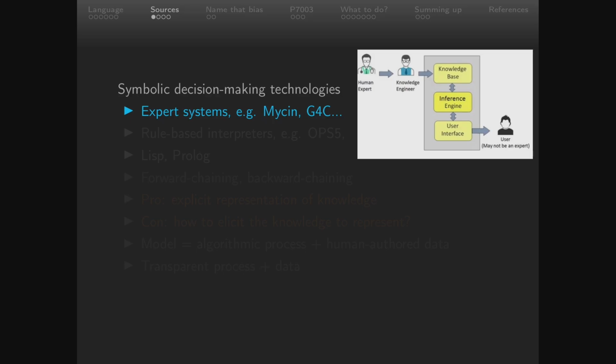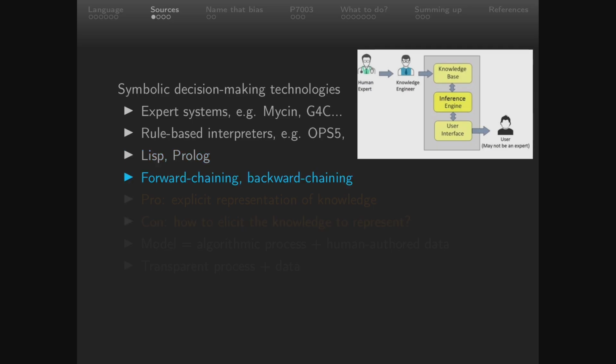If we look at classical symbolic decision-making technologies, such as Marcus talked about yesterday, then we build expert systems. Classically, we've got MYCIN, maybe we've got G4C. We've got a knowledge base, we've got an inference engine, and we've got a user interface. So we might use rule-based interpreters for that. We might build them out of our favorite languages. And we might employ either forward chaining or backward chaining in order to work out what the right answers ought to be.